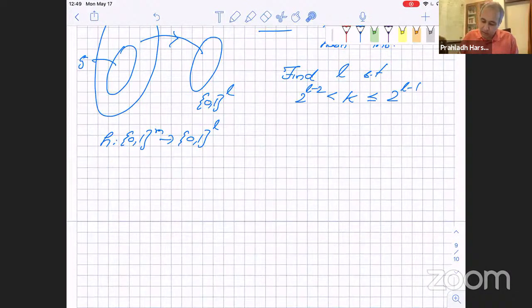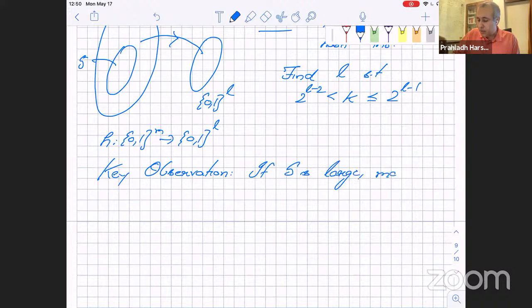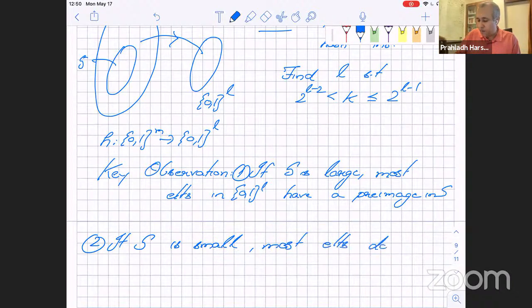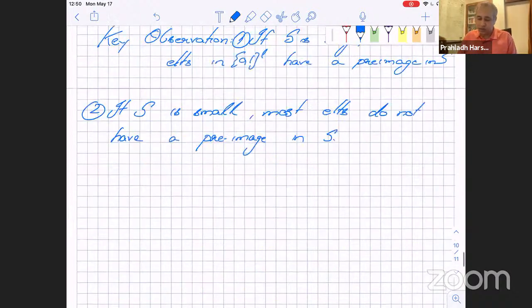So the key observation I want to state is: if S is large, most elements in {0,1}^L have a pre-image in S. If S is small, most elements do not have a pre-image. So this suggests the following very natural protocol.